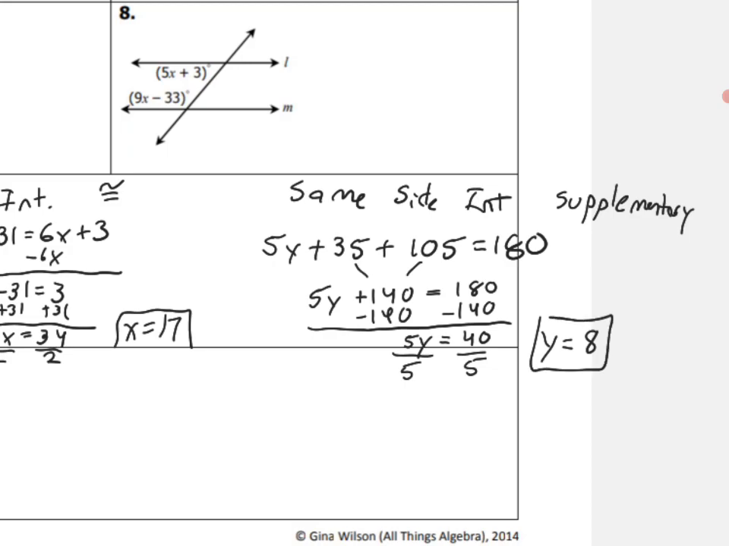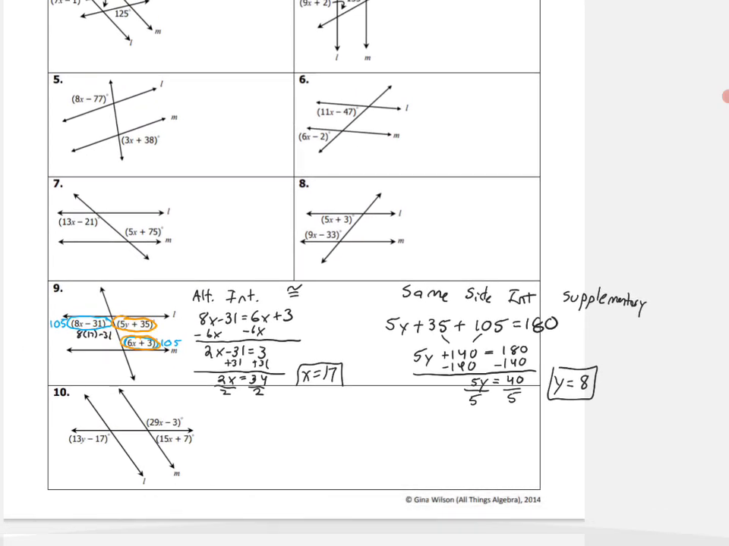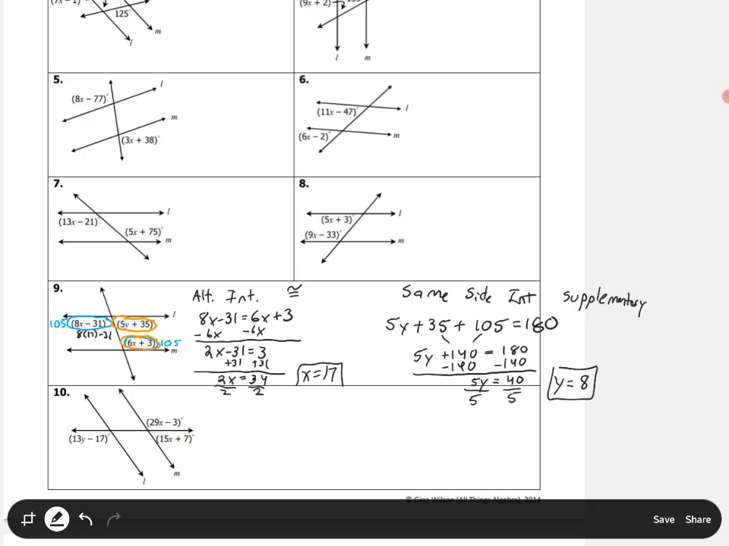So I was able to solve for both of those. I just had to do a double step there because we had two variables, but it's still the same kind of idea. I'm going to identify the angle pair, I'm going to identify what their relationship is, and that's going to tell me how to set up my equation.